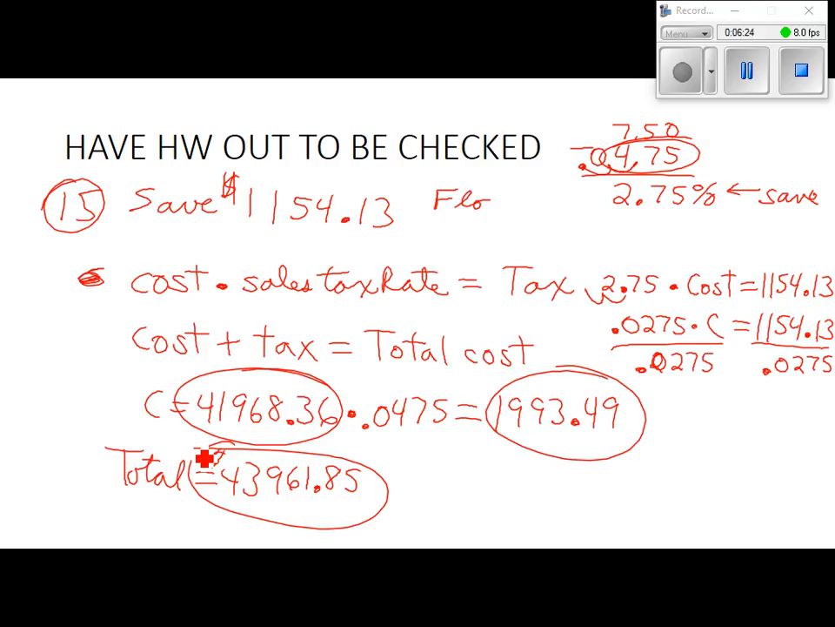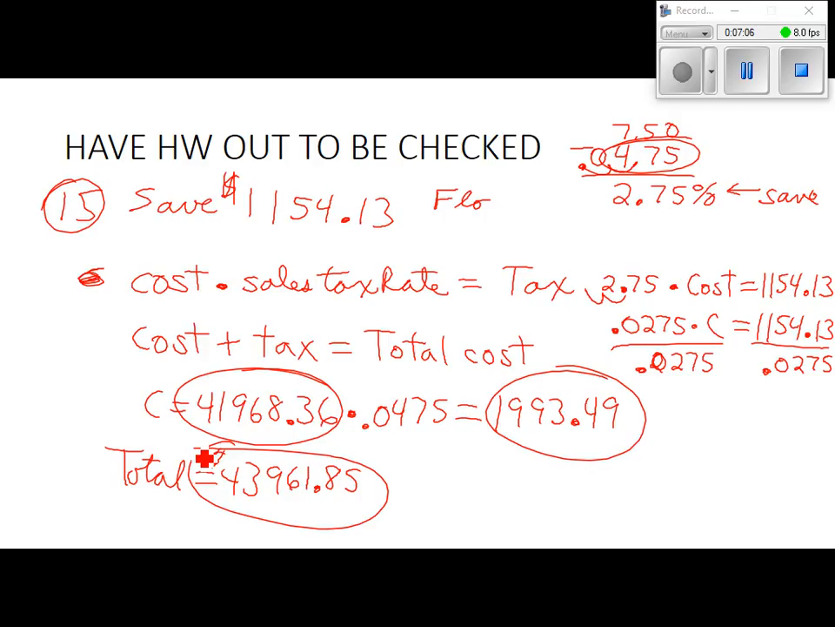Could we figure out how much it's going to cost them in Ohio if we wanted? As a matter of fact, let's do that. I'm going to write this number down so I can erase some of this. $43,961.85. That's the cost in Florida. We ought to write the cost of the car down too, $41,968.36, so we don't have to figure it out again.